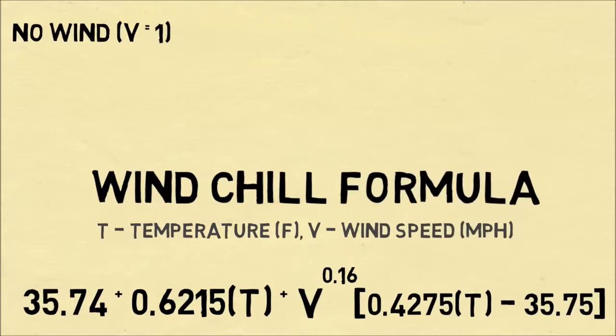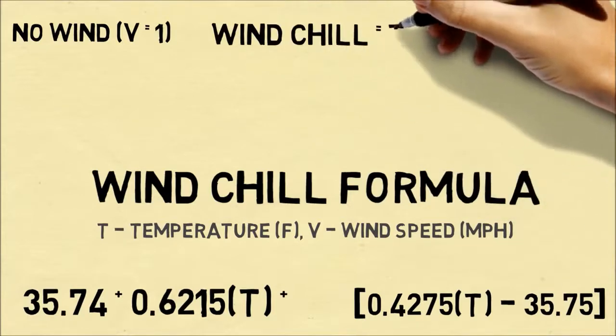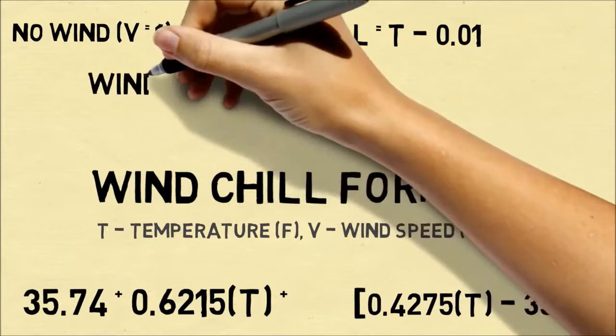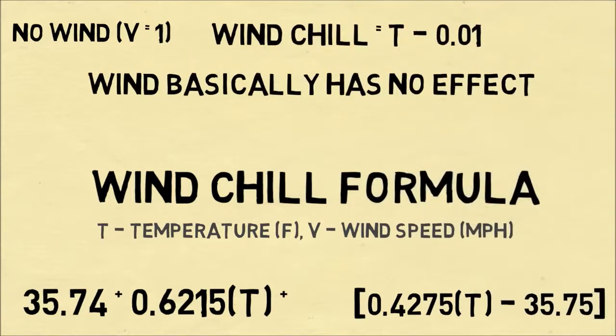So imagine at first there's very little wind. The wind speed is 1. So basically that term of V to the 0.16 will vanish. And when you collect the terms, you end up with the wind chill is equal to the temperature minus 0.01. So what that means is when there's no wind, the wind basically has no effect. So the wind chill, it's going to feel like what the air temperature is.